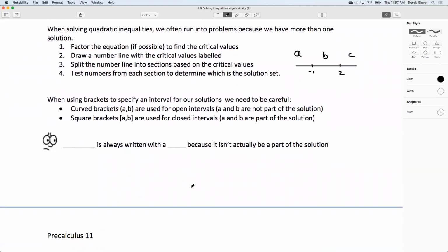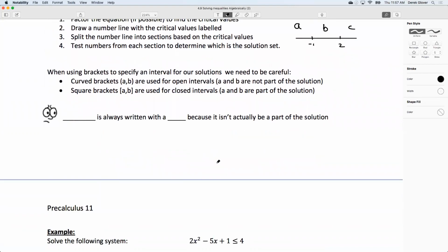The other thing we're going to do is talk about a new method for writing down intervals, rather than using a number line every time. We can use what's called interval notation. And interval notation is kind of tricky, and it's quite nitpicky, to be honest.